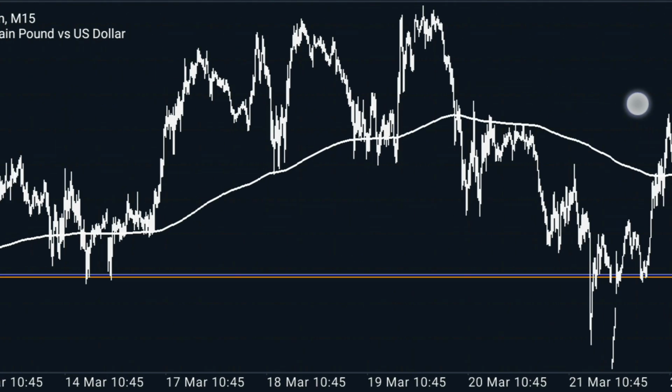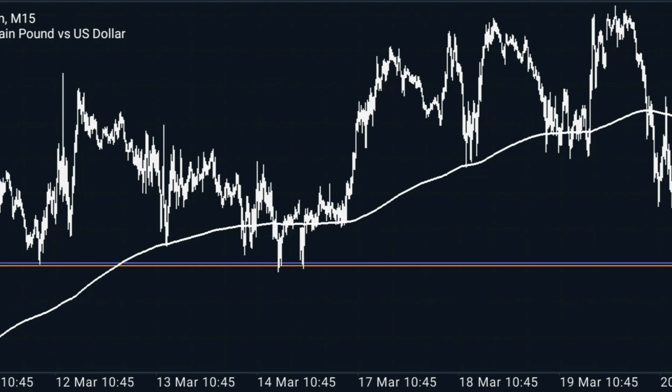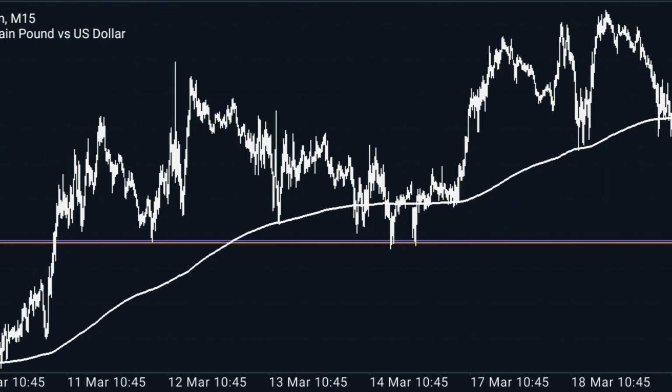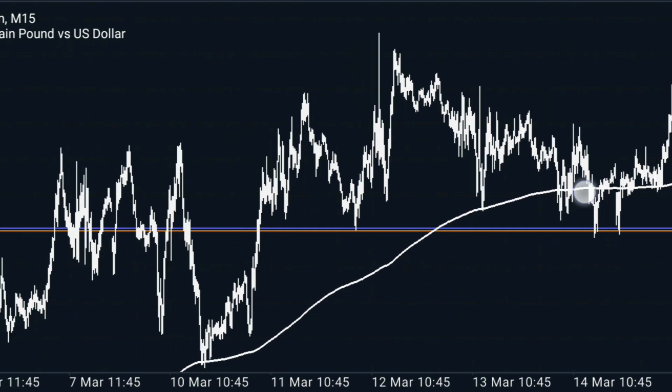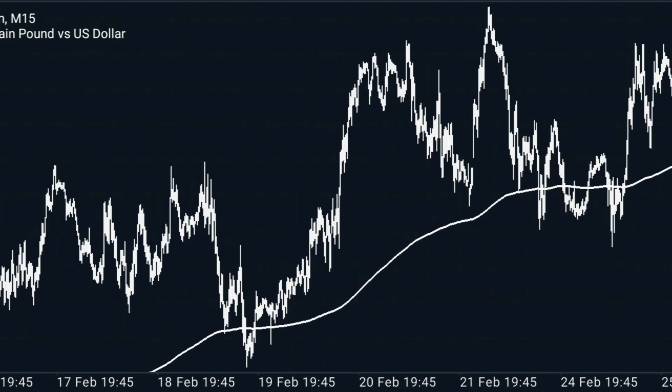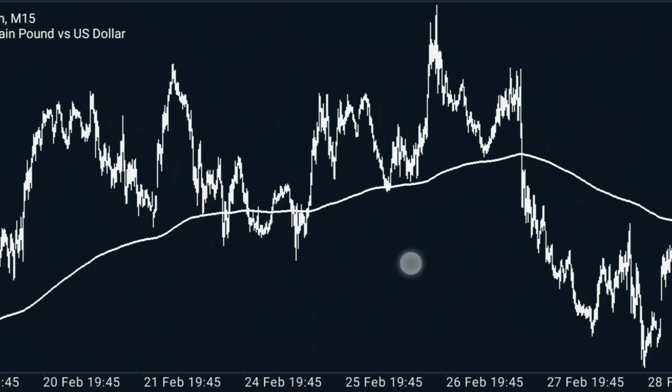This is the 15-minute chart. You can see here when the price is above the 200 moving average, then it is bullish, because this moving average is acting like a dynamic trend line. Then when it is below the 200 moving average, it is bearish.